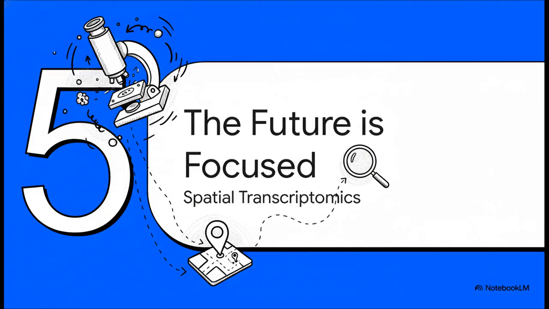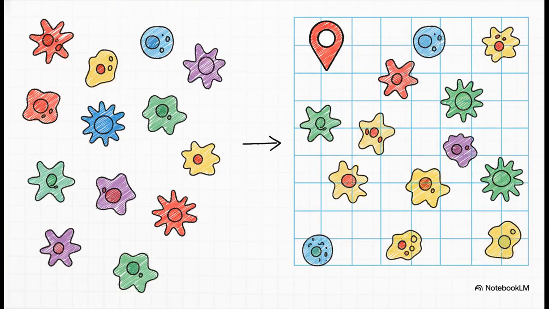So where do we go from here? Well, if deconvolution is our amazing new digital microscope, the next big upgrade is basically adding GPS. The next frontier is this incredible field called spatial transcriptomics. And this technology adds a whole new, absolutely crucial layer of information to everything we've talked about: location.